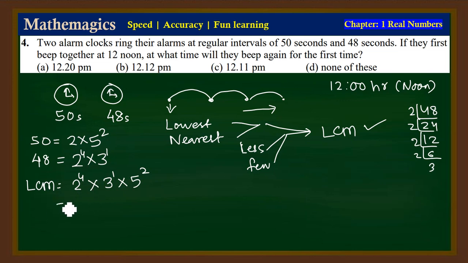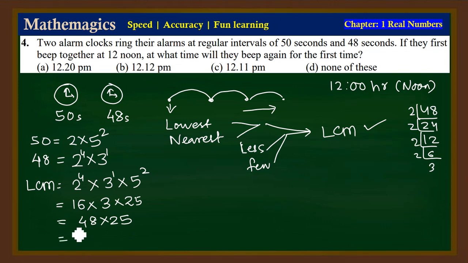Now we are going to calculate. 2 to the power 4 means 2 times 2 is 4, and 4 times 4 is 16. Multiply 3 to the power 1, which is 3 only, and 5 to the power 2 becomes 25. So now we calculate 16 times 3 is 48, multiply 25. According to the Vedic mathematics technique, when we multiply any number by 25, okay, let us go through the normal method only.